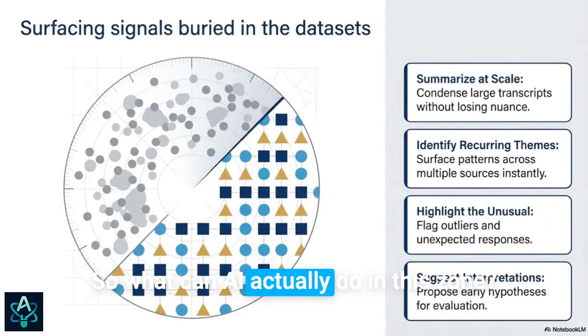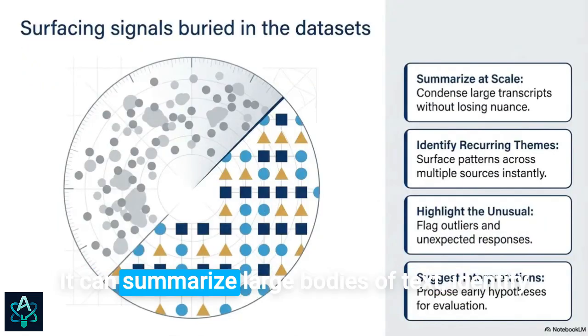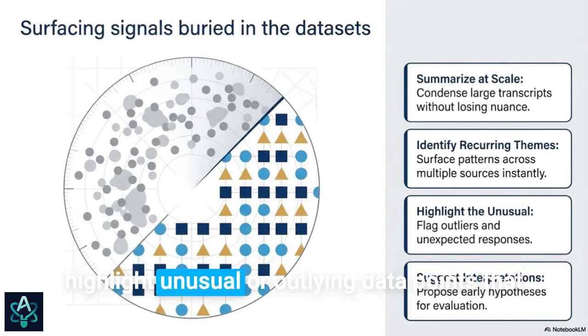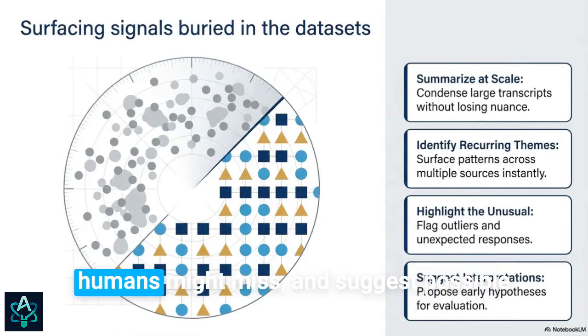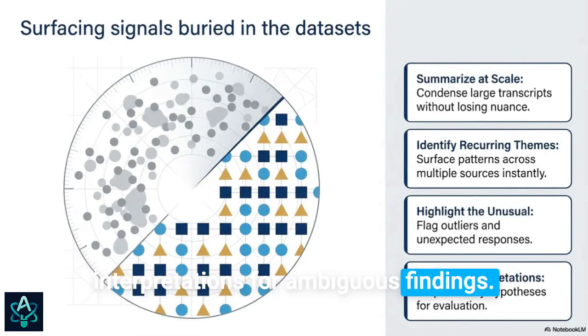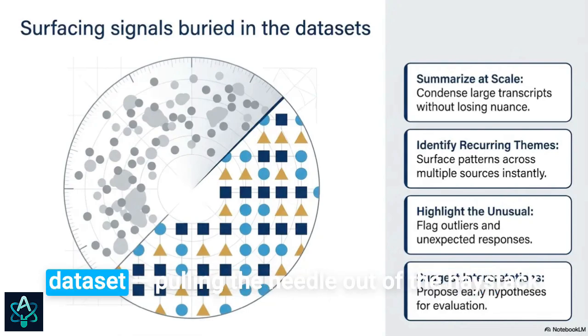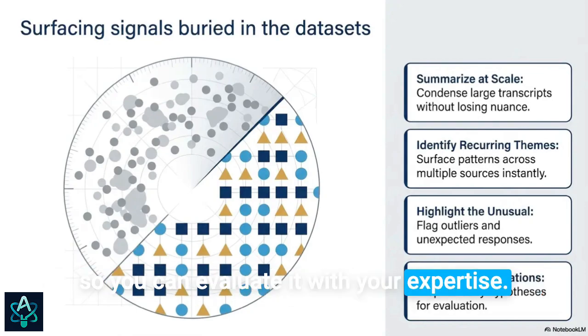So what can AI actually do in this zone? It can summarize large bodies of text, identify recurring themes across dozens of sessions, highlight unusual or outlying data points that humans might miss, and suggest possible interpretations for ambiguous findings. Think of it as surfacing signals buried in the dataset, pulling the needle out of the haystack so you can evaluate it with your expertise.